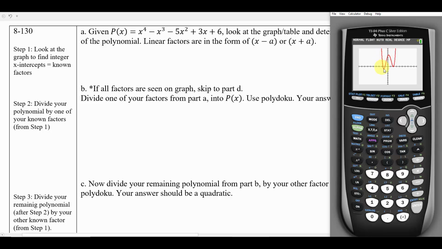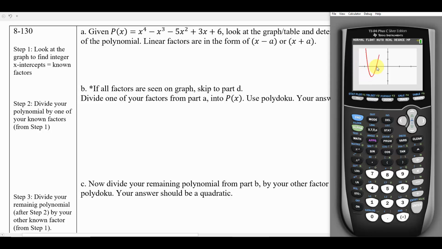Okay. So we see a 4th degree polynomial. We've got some places down here where it looks like it hits the x-axis. It's kind of hard to see. I'd like to zoom in a little bit, so I'm going to use my zoom in feature to take a closer look at those zeros or x-intercepts, right?